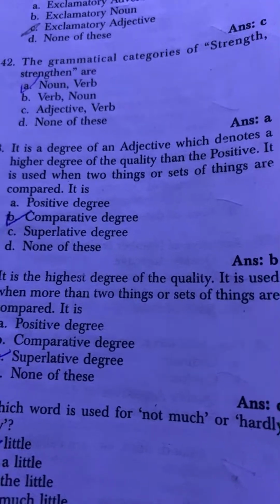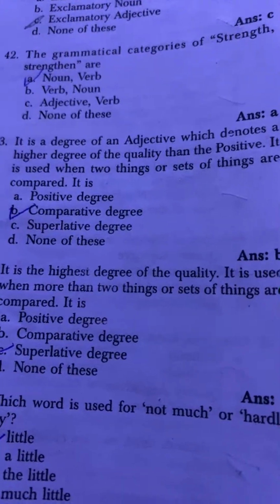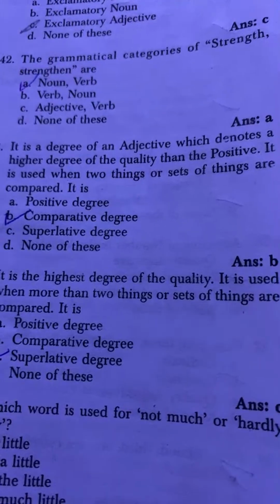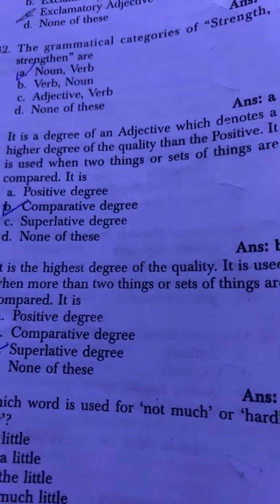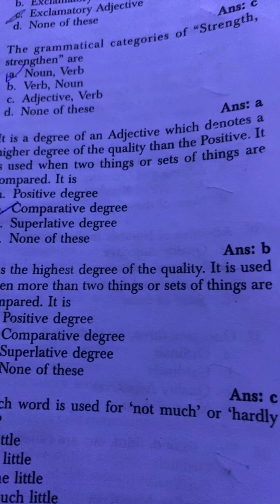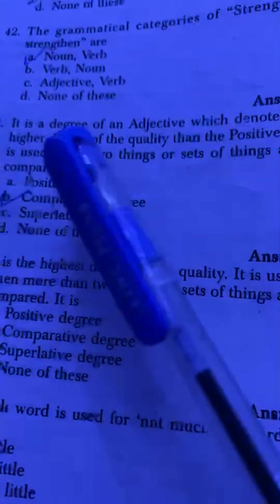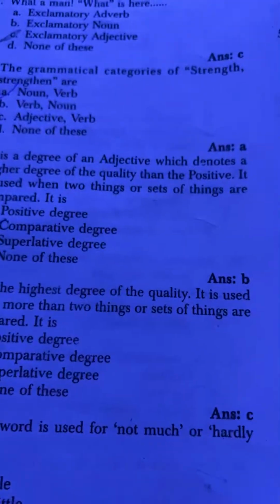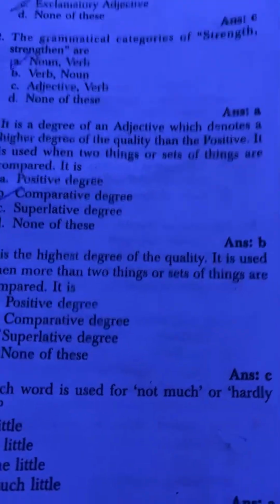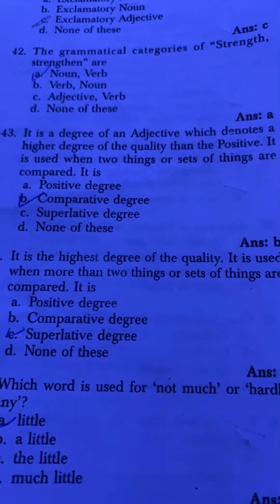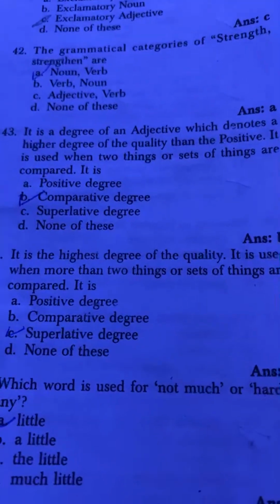It is a degree of an adjective which denotes a higher degree. Now, degrees of adjective, you know very well that positive degree of adjective, comparative degree of adjective, then superlative degree of adjective, right? Now, in this question, it is a degree of an adjective which denotes a higher degree of the quality than the positive. So very simple. What is it? It is your comparative. Comparative degree when we compare between two things, two people, right?